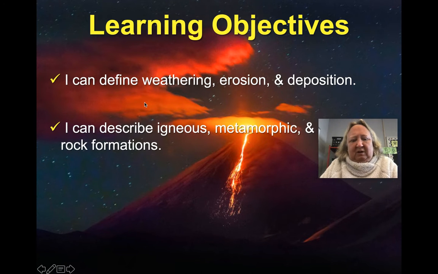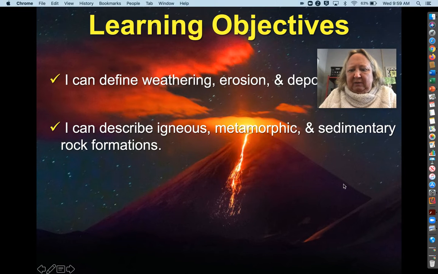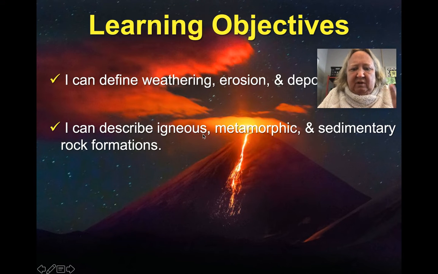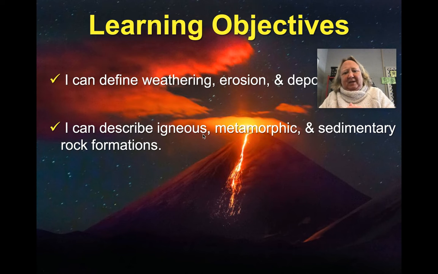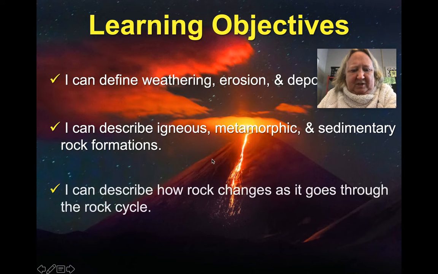Also today, after this PowerPoint, you will be able to describe what an igneous rock is, how it forms, what a metamorphic rock is, and what a sedimentary rock is. Those are the three main kinds of rocks, and we're going to spend a lot of time on that this week and next. But igneous, metamorphic, sedimentary rock formations.